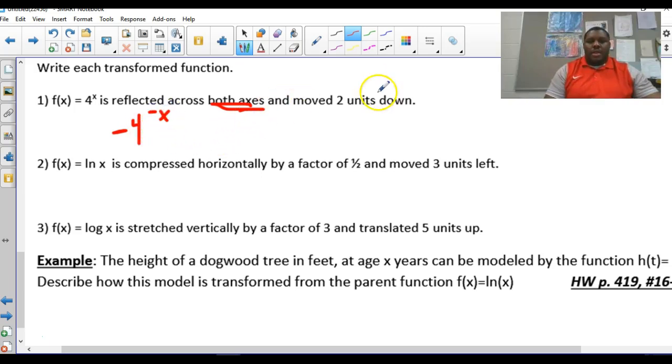All right, and then move 2 units down. So when you move an exponential function 2 units down, you're going to put it out here, 2 units down. So that way it's not up here with the x, and then that's horizontal. This is 2 units down, okay?